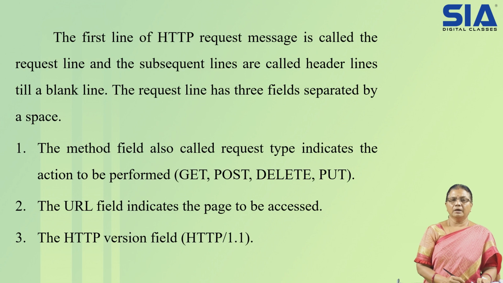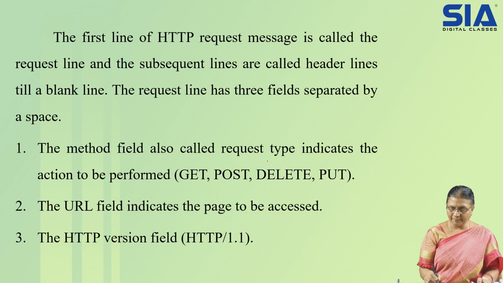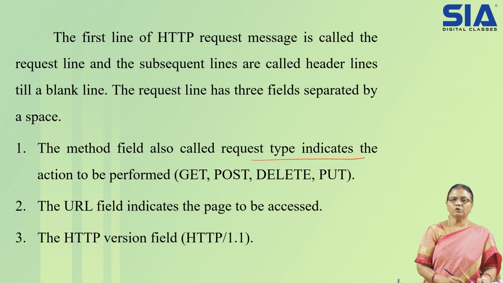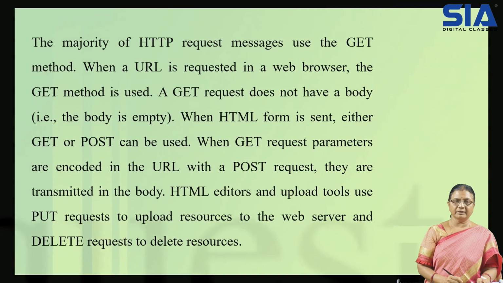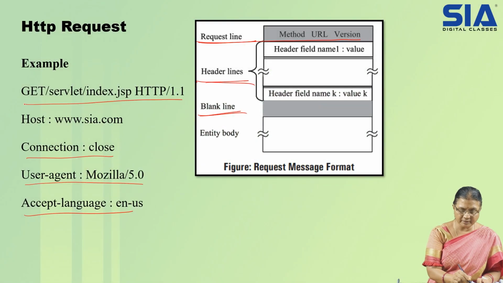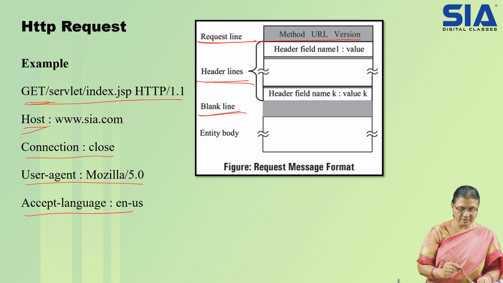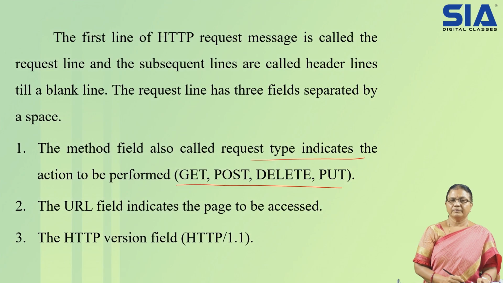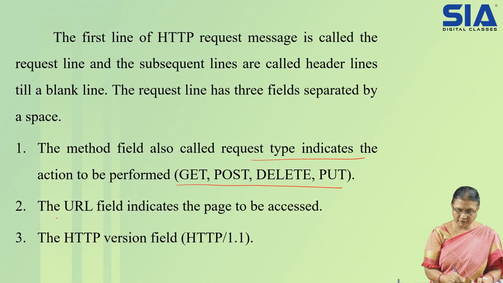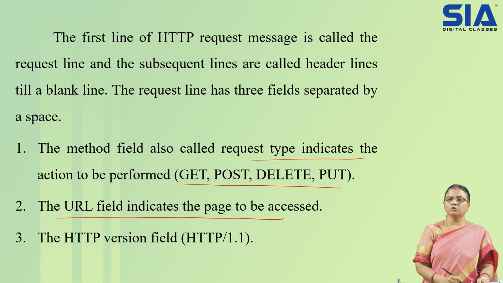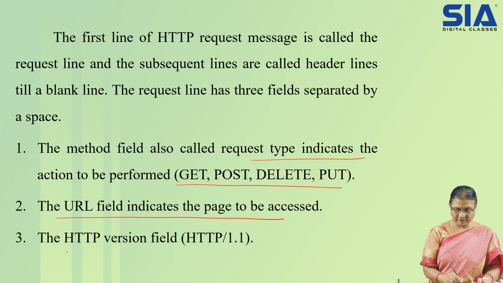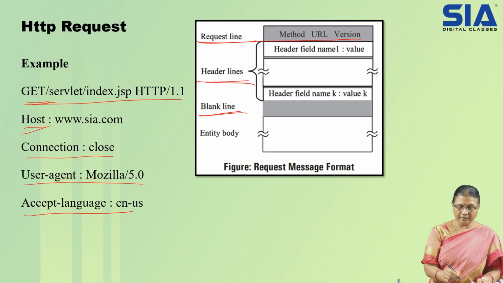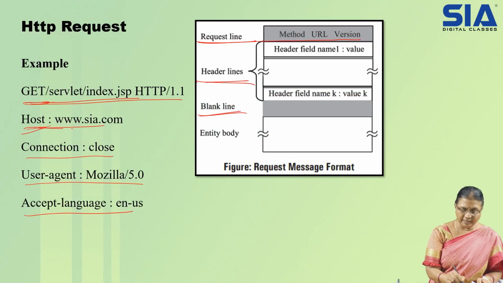Then the method field, also called request type, indicates the action to be performed. Using these, the action should be performed: GET, POST. You can see here they have written GET, POST. These are the words they use. GET first. Then they give the URL field, which page is to be accessed. Then the HTTP version.